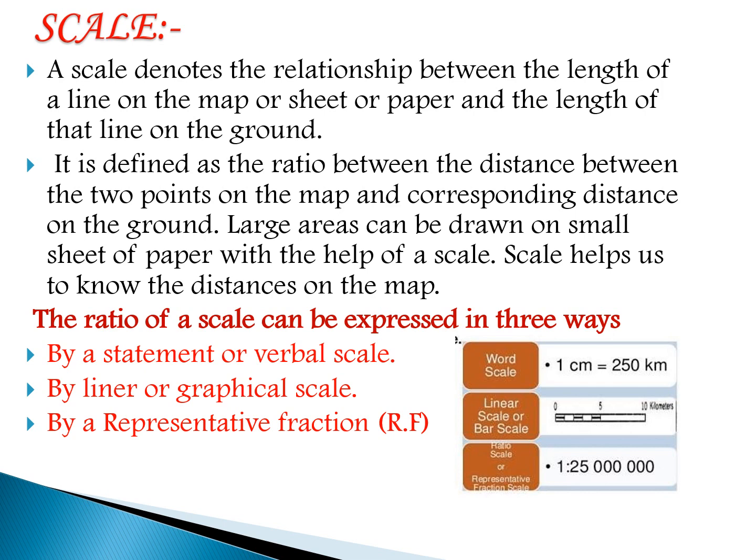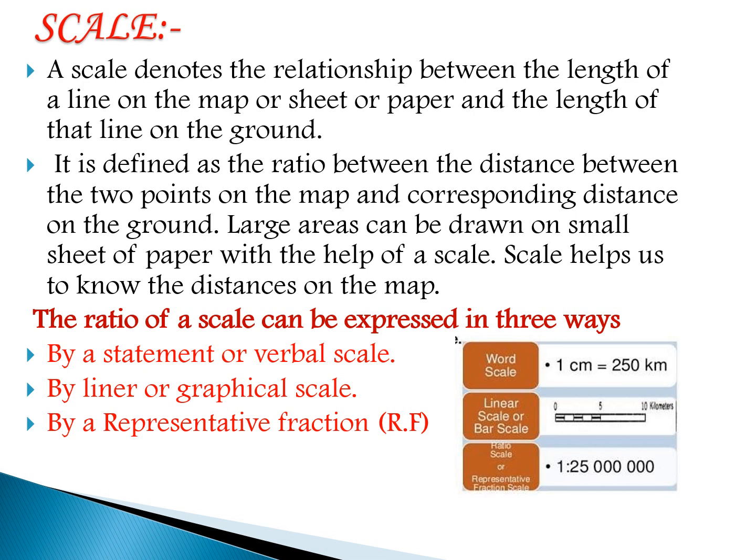So the ratio of a scale can be expressed in three ways. So you can see three types of scales on a map. Either it will be represented in the form of a verbal scale, that is in the form of a statement, like 1 centimeter equal to 250 kilometer, for example. Or it may be represented by a graphical scale like this. Linear or graphical scale wherein the distance in kilometers is given: 0, 5, 10 kilometers.